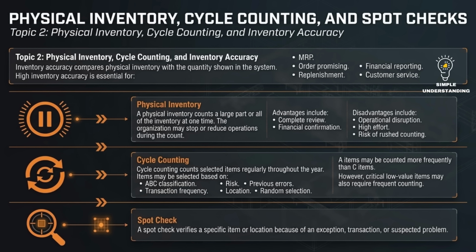Cycle counting. Cycle counting selects items regularly throughout the year. Items may be selected based on ABC classification, transaction frequency, risk, previous errors, location, random selection. A items may be counted more frequently than C items. However, critical low-value items may also require frequent counting. Spot check. A spot check verifies a specific item or location because of an exception, transaction, or suspected problem.